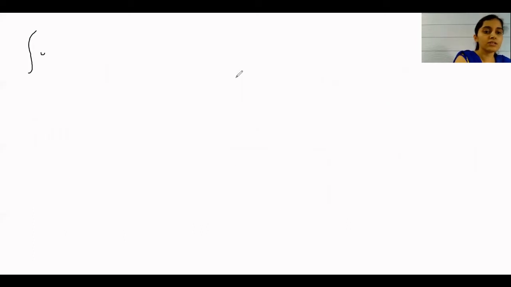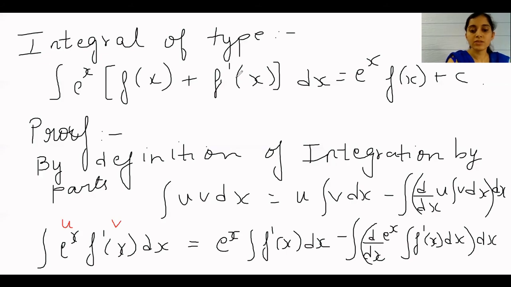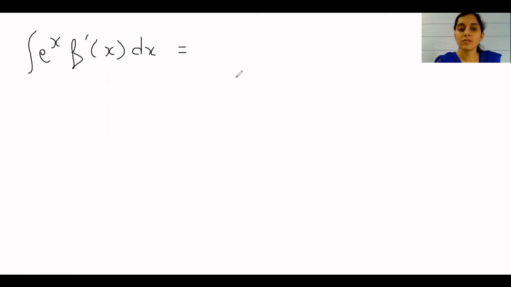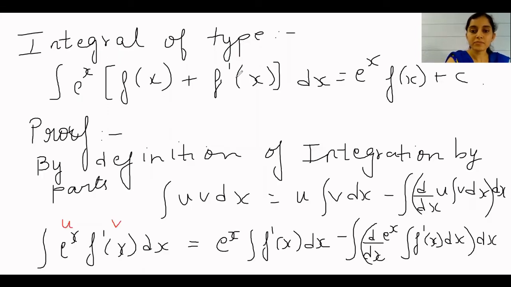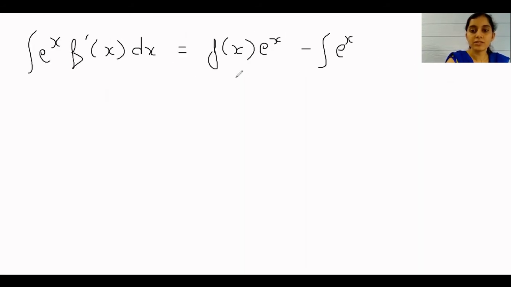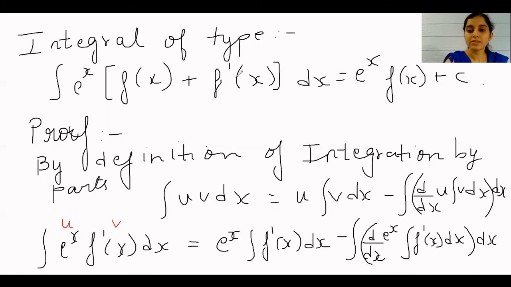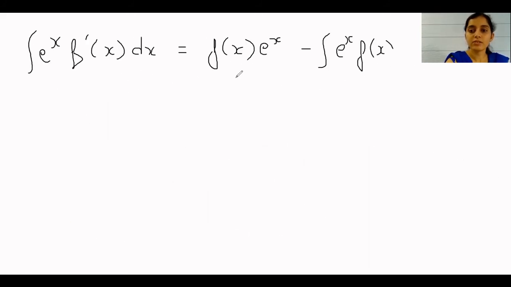So we'll get integral e raised to x f dash x dx is equal to, what is this? E raised to x, integration of f dash x dx is f of x, because f dash x is the derivative of f of x, right? So integration of f dash of x will be the function itself. So f of x e raised to x, minus integral sign as it is, d by dx of e raised to x is e raised to x, integral f dash x dx is f of x dx.